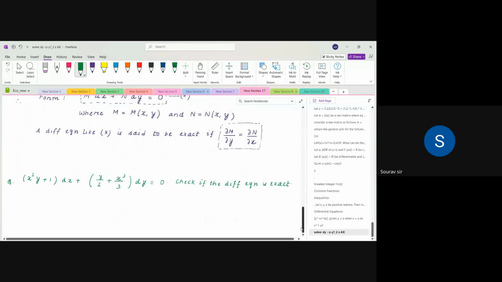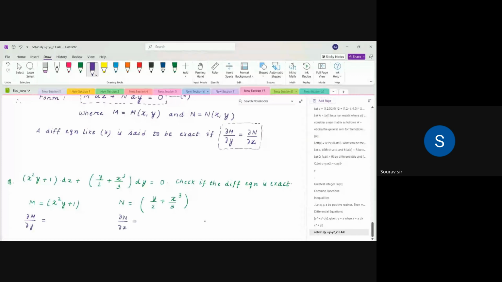Okay. So can anyone tell me, looking at this differential equation, what is my M over here and what is my N? M is x square y plus 1 and N is y by 2 plus x cube by 3. Correct. And in order to check if this is exact or not, what do I need to calculate? I need to check del M by del y, and I need to check del N by del x. So can anyone quickly work this out?